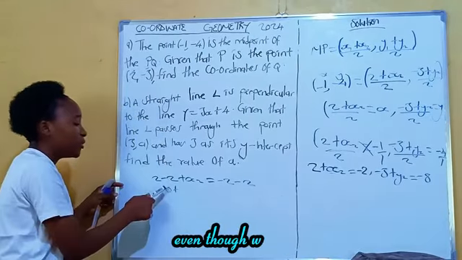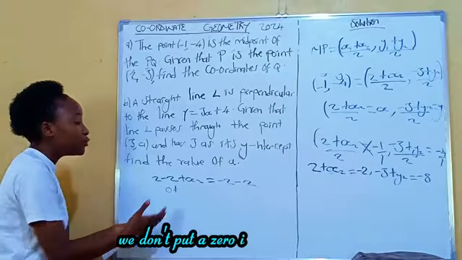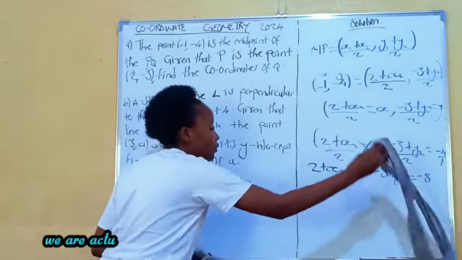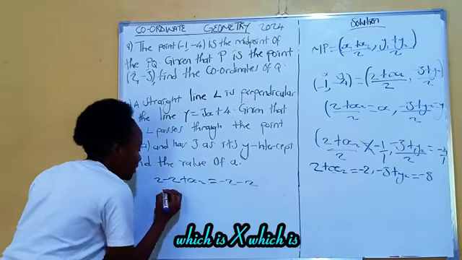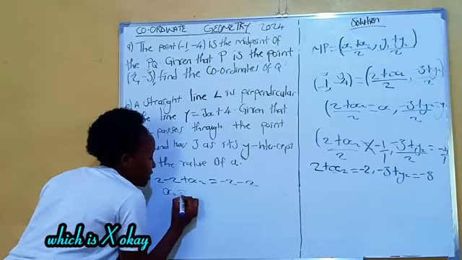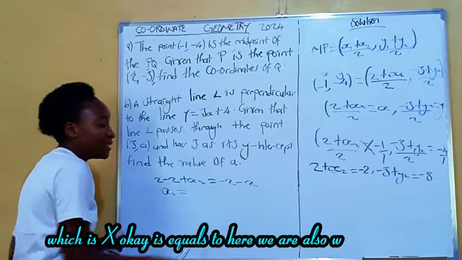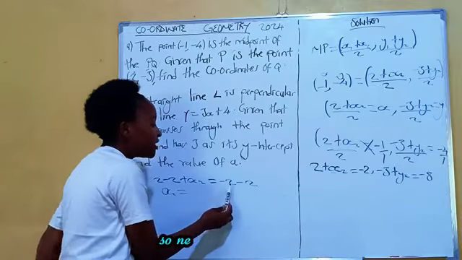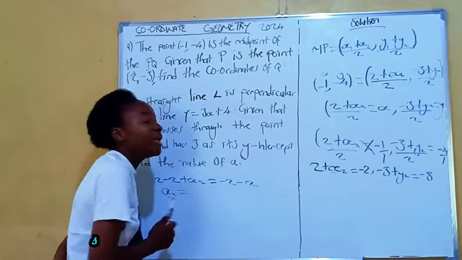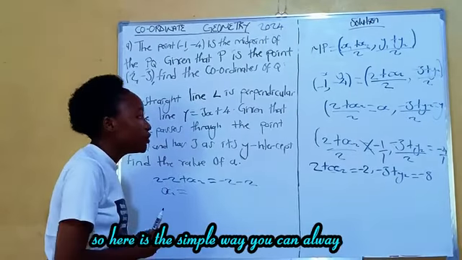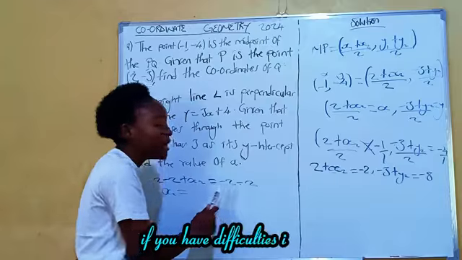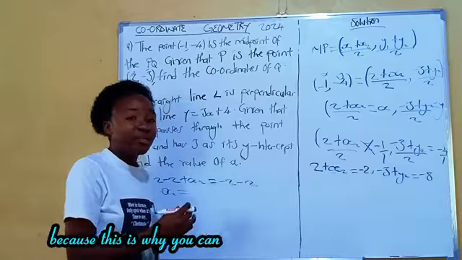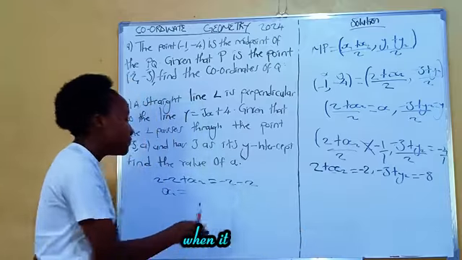Even though we put a 0, if you don't put a 0, it will still mean nothing. So we remain with what we wanted to remain with, which is x, is equals to negative 2 minus negative 2. In a simple way, you can always use a number line. A number line will help you if you have difficulties with signs, because this is where you can be tempted to make a mistake.